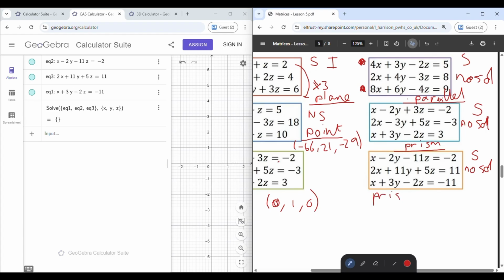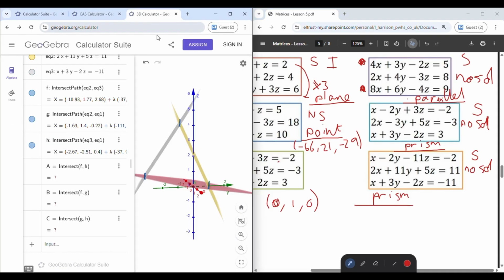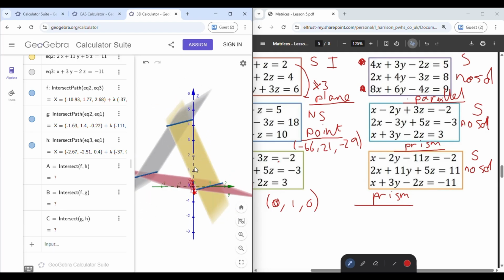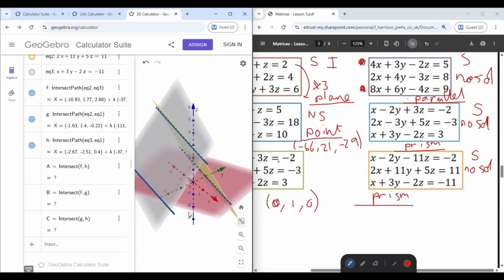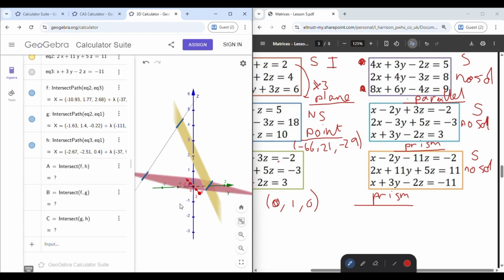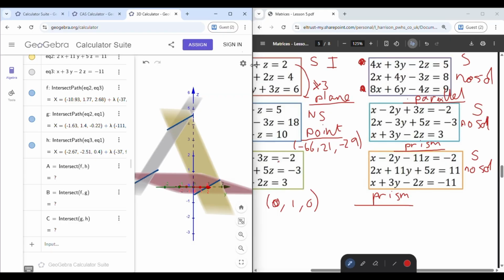This one is a lot nicer to see on GeoGebra because I think the points are a little bit more spread apart. So hopefully we can see there. There you go. You've got a nice prism that's formed between those planes. You can see that really clearly. So you've got the lines of intersection of all three planes, and you can see that none of them intersect with the other plane. So that's why we get a prism.